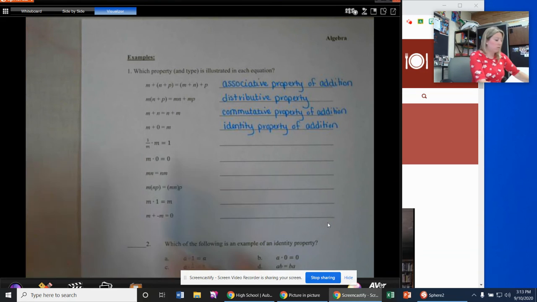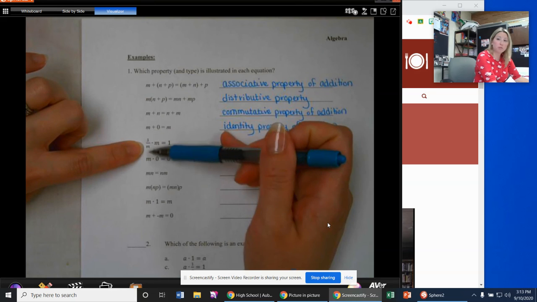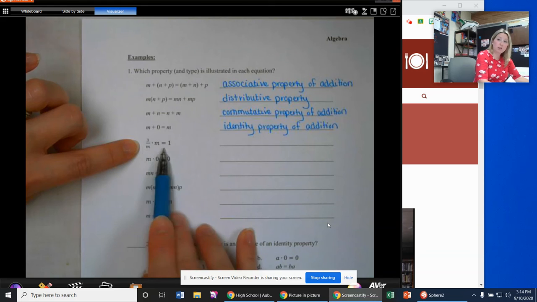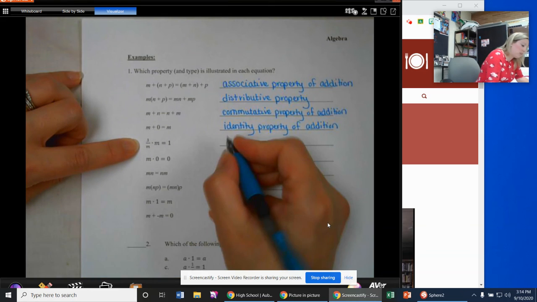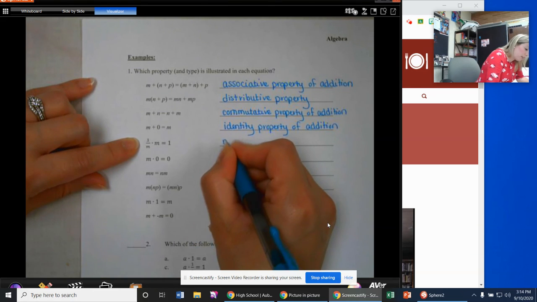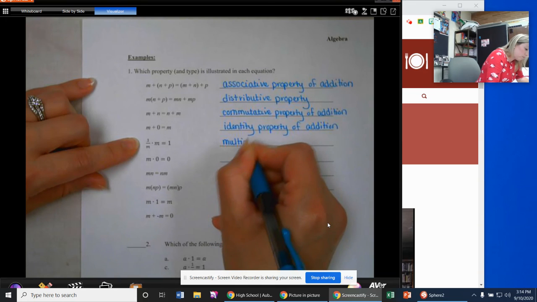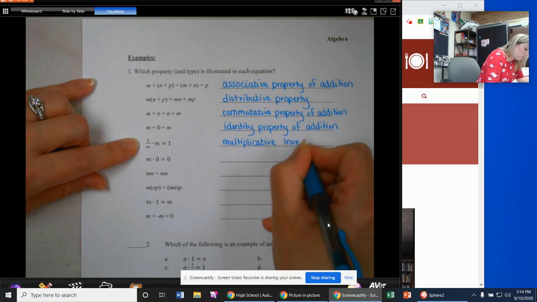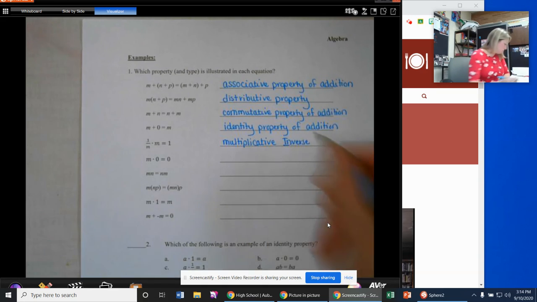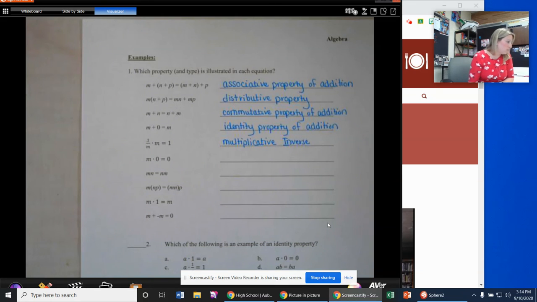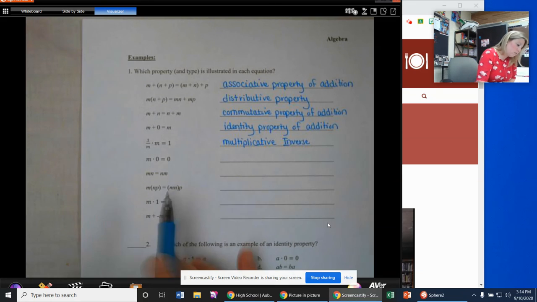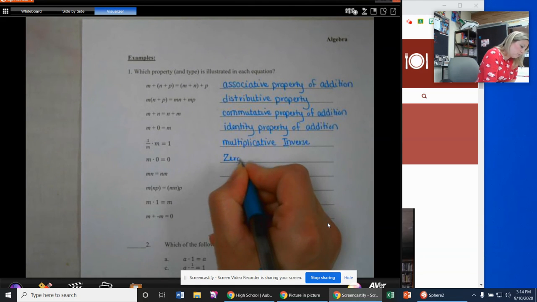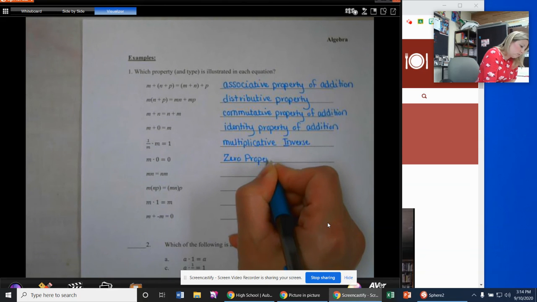Oh, look, I'm multiplying two things together. One of them is in fraction form, one of them is in whole number form, and the answer is 1. This is multiplying, so this is the multiplicative inverse. Okay, that's the multiplicative inverse. Anything times 0 is 0. Easy. Zero property.